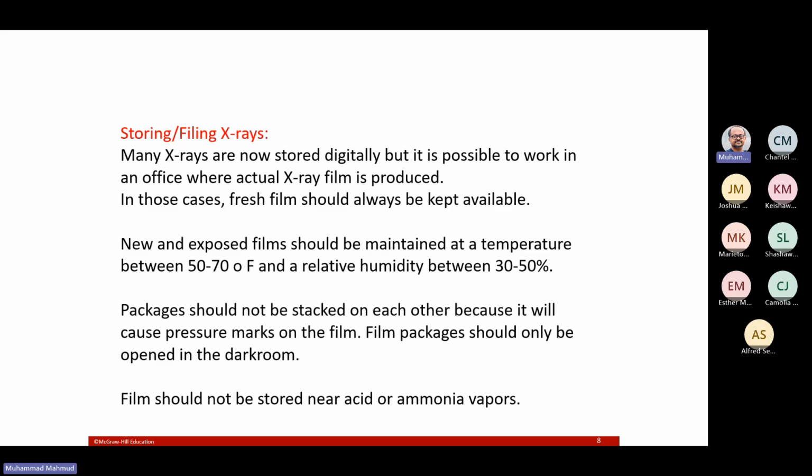Packages should not be stacked on each other because it will cause pressure marks in the film, and these film packages should only be opened in the darkroom, and not be stored near acid or ammonia vapor.